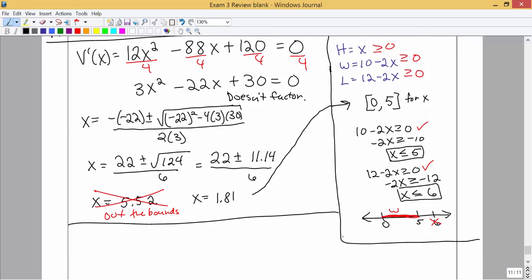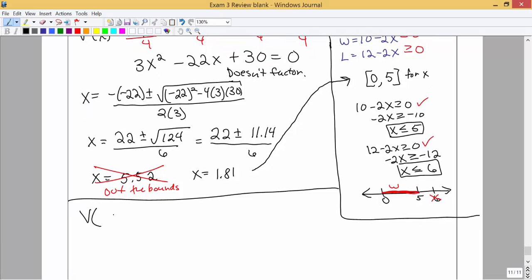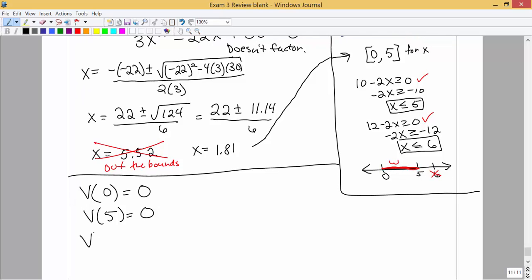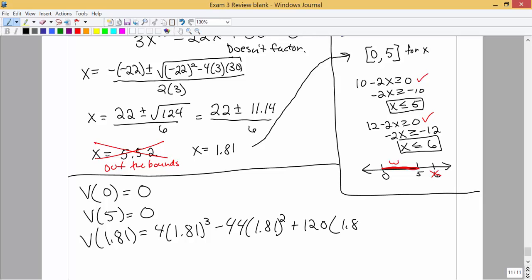Alright, so we're going to plug this into the original function. So the original volume function, we're going to test out for 0. And if you plug in 0, you get 0, which is kind of nice. If we plug in 5, we also get 0. So we plug in the endpoints, we get 0. When we plug in the value that we found for x, 1.81, and we're going to plug that into our function, remember the original volume function there. Okay, put that in your calculator exactly as you see it, and you end up getting 96.77.